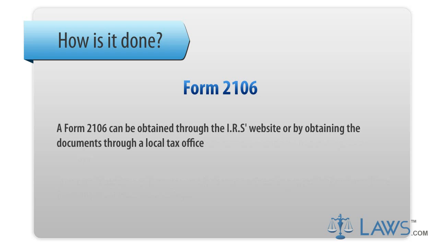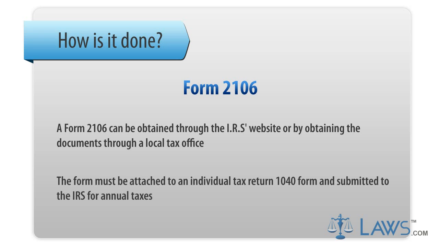A Form 2106 can be obtained through the IRS's website or by obtaining the documents through a local tax office. The form must be attached to an individual tax return 1040 form and submitted to the IRS for annual taxes.